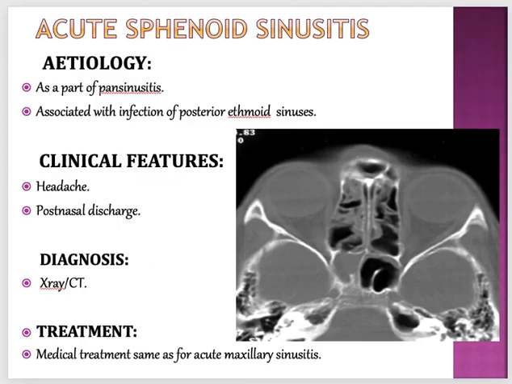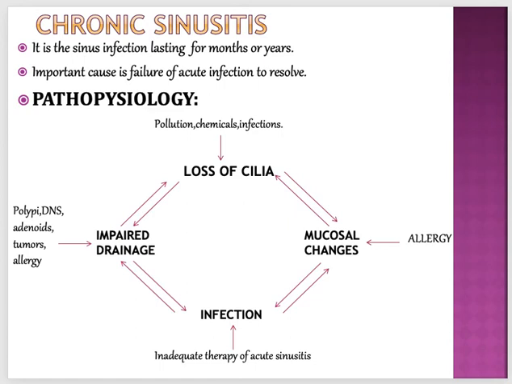And the last one, which is acute sphenoid sinusitis, again, it remains the same. Investigations and treatment are the same. Nothing special. So chronic sinusitis is simply when the infection is for more than 8 weeks, we label the patient as chronic sinusitis.